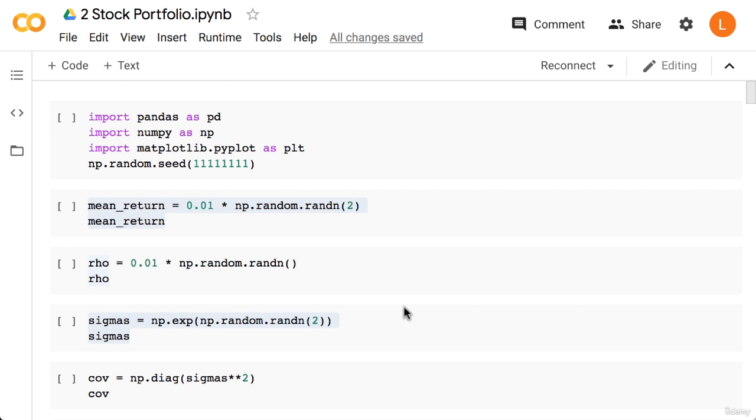As usual, you can look at the title of the notebook to determine what notebook we are currently looking at. So let's start by importing pandas, numpy, and matplotlib.